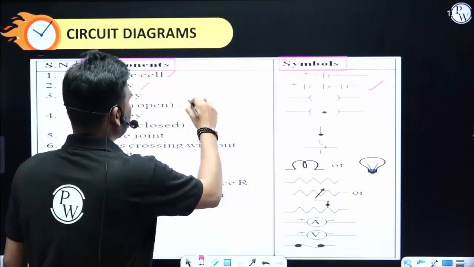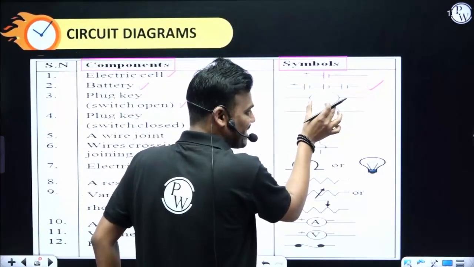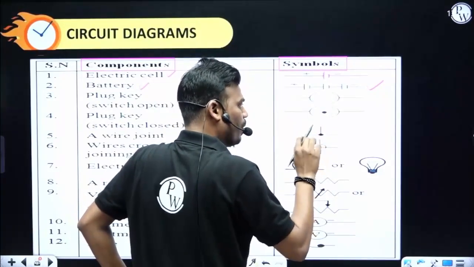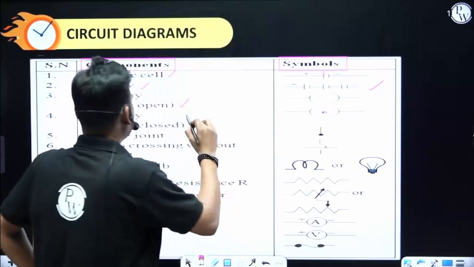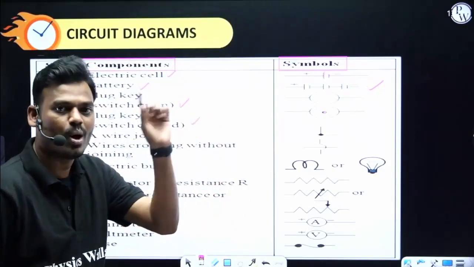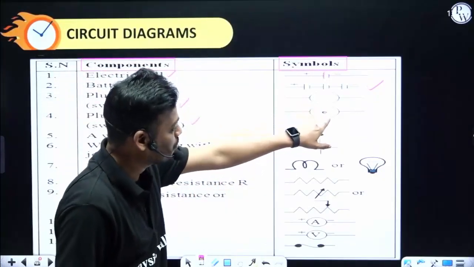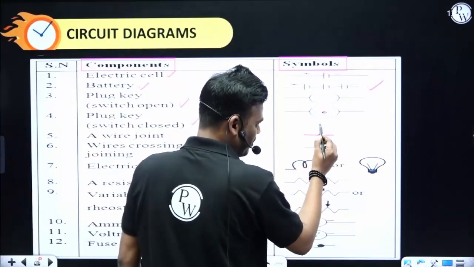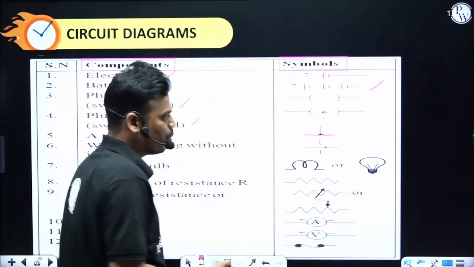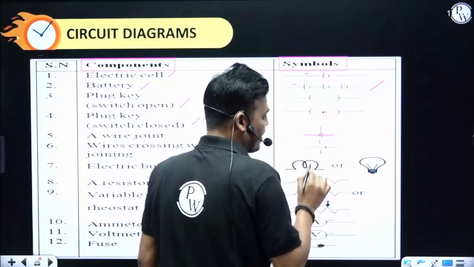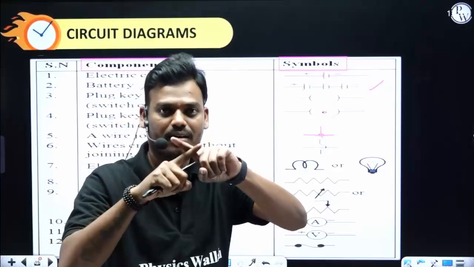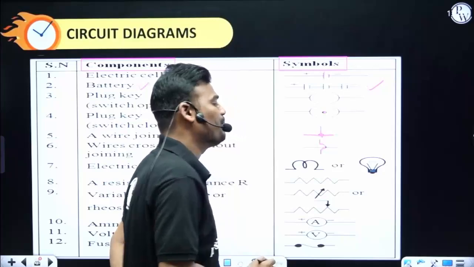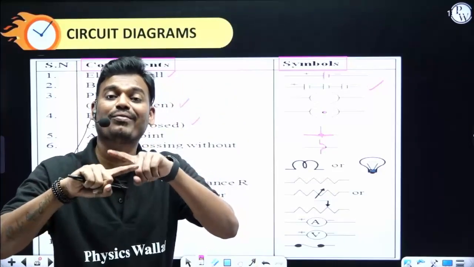Next one, switch open. Switch open means there is no dot inside the circuit. If the circuit is closed, that indicates a dot. So this is switch off and this is switch on. These lines indicate the wires. When we show this dot, that means the two wires are connected. If we show a jump like this, that means there is no connection between the wires.